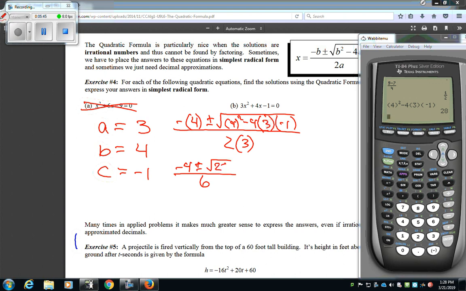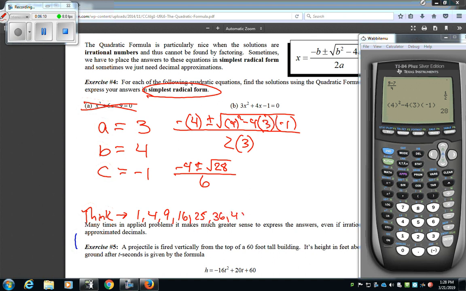Now, the square root of 28 does not have a whole number. So they want us to do what's called simplest radical form. So they want us to try to break down that radical into something smaller. Now, what you want to think about as you're trying to factor it, break it down, is you're trying to think of those numbers that are the radicals that give you square roots.